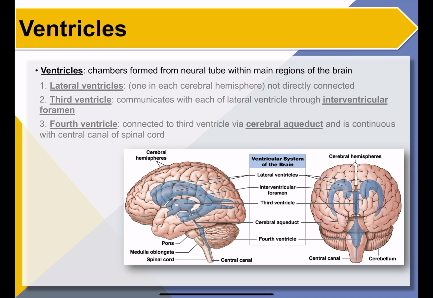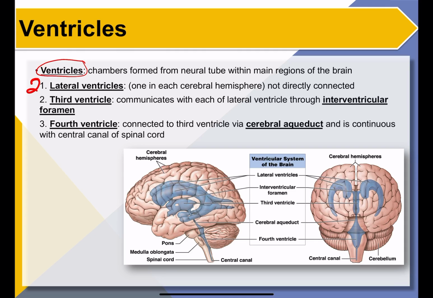Hence, there are a total of 4 of these ventricles or chambers within the brain for storage and circulation of cerebrospinal fluid. You have 2 lateral ventricles, and these are the largest ventricles of the 4. So this right here and this right here is the lateral ventricle, and each of them sits in the left and right hemispheres of the cerebrum.